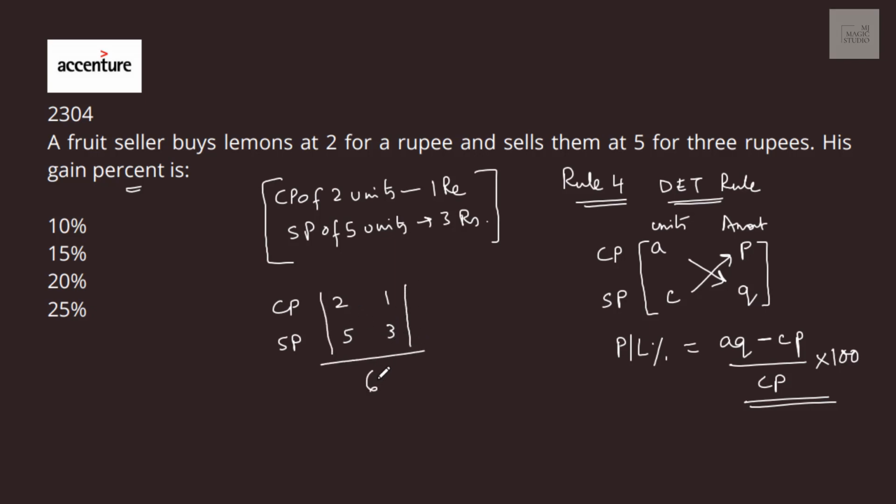Principal diagonal 2 into 3 is 6. Secondary diagonal 5 into 1 is 5. 6 minus 5 by 5 into 100 equals 100 by 5, that is 20%. Since it is positive, it is profit. As simple as that. Just use the det rule to solve these kinds of questions. 20% profit, option C is the answer.